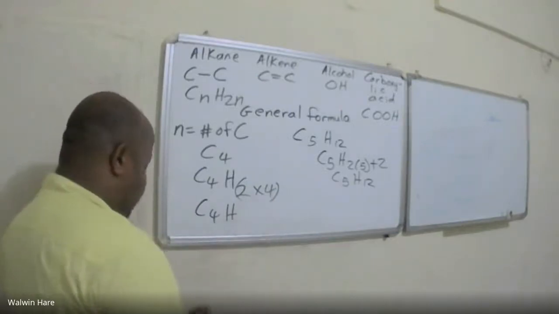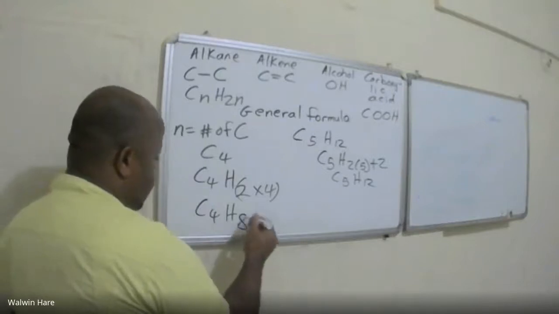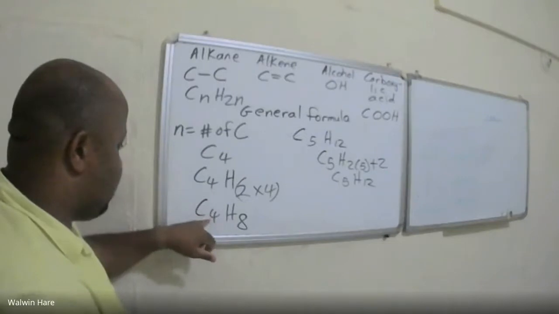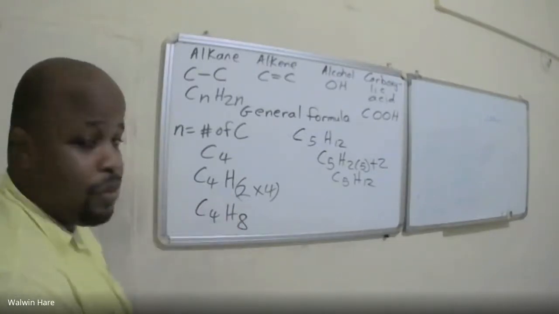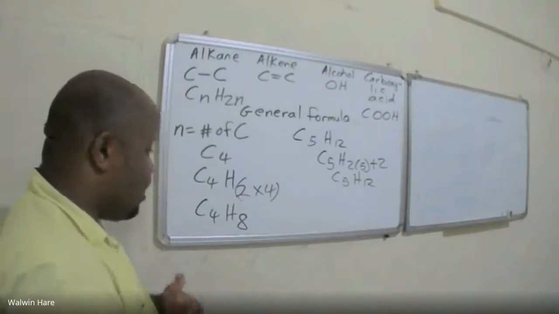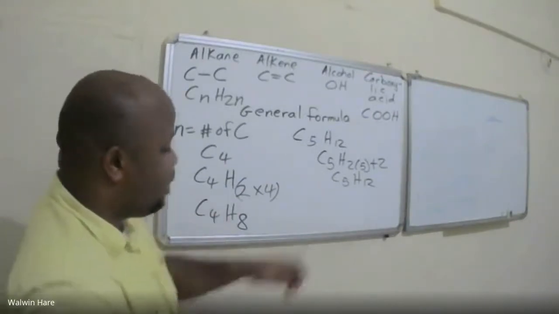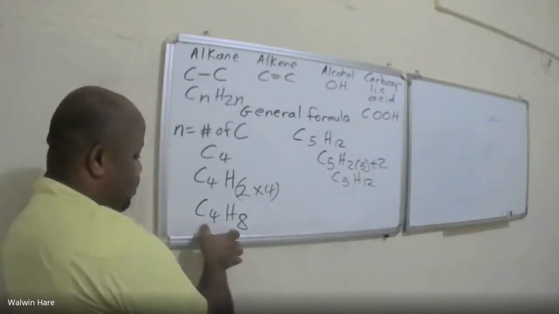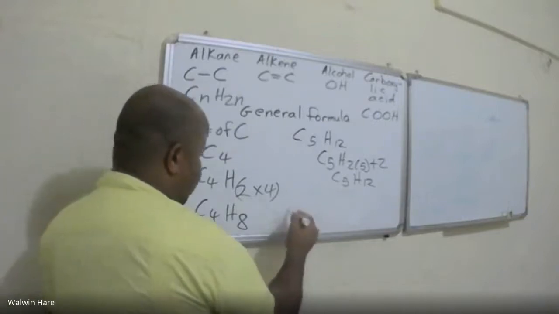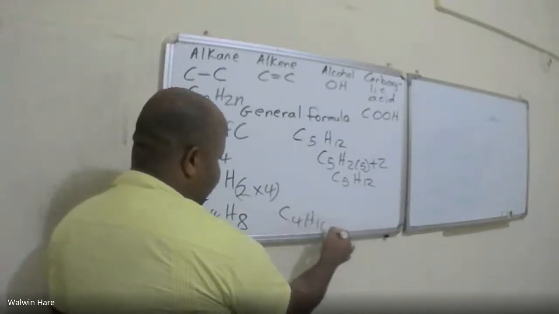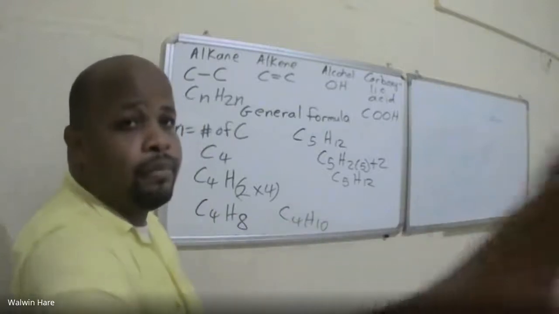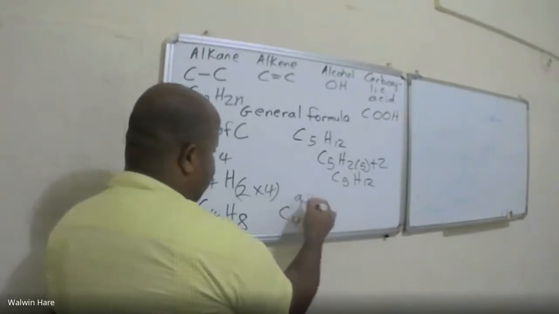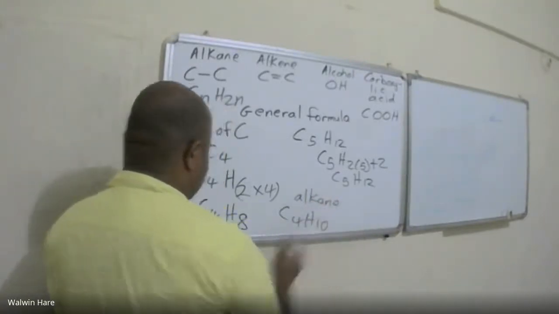So the only difference between the alkene and the alkane is that for the alkene, you just multiply the amount of carbon atoms that you have by 2. But for the alkane, after you multiply it by 2, you have to add 2. So for the alkene, it is C4H8, but for the alkane, it is C4H10. So this is the alkane, and this is the alkene.